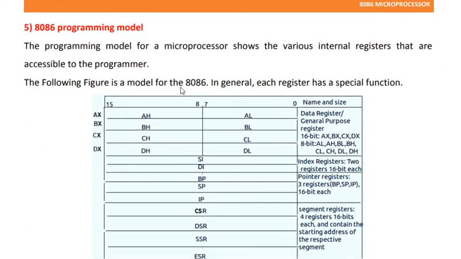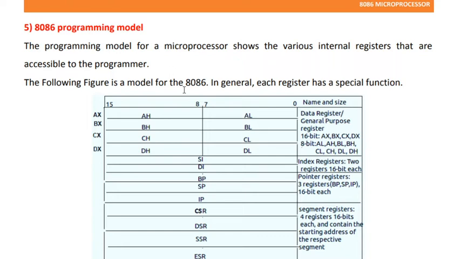Now let us move on to the 8086 programming model. The 8086 programming model basically tries to reflect the various internal registers that are accessible to the programmer in order to realize a programming construct. Again, I'll repeat it. The 8086 programming model represents the various internal registers that the programmer can use in order to write a programming construct.